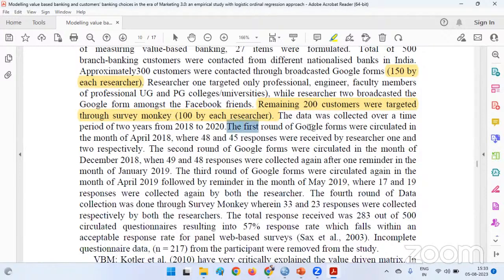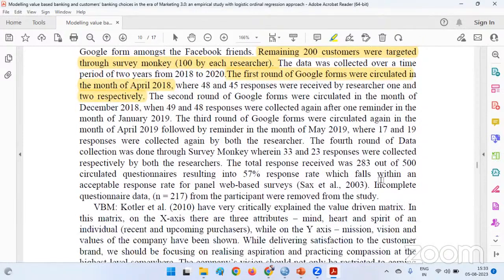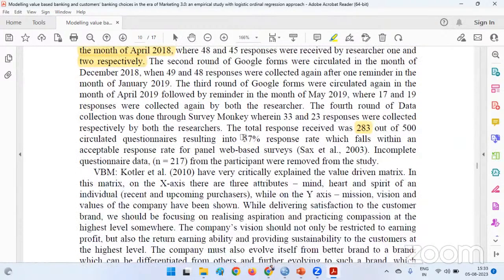Then the first round of Google form was circulated in the month of April 2018, where 48 and 45 responses were received by the researcher one and two separately. The second round, this was the thing that everywhere we have written how many responses we got. We got 283 out of 500 circulated questionnaires, with a response rate of 57%. Incomplete questionnaires numbered 219, which were removed from the study.